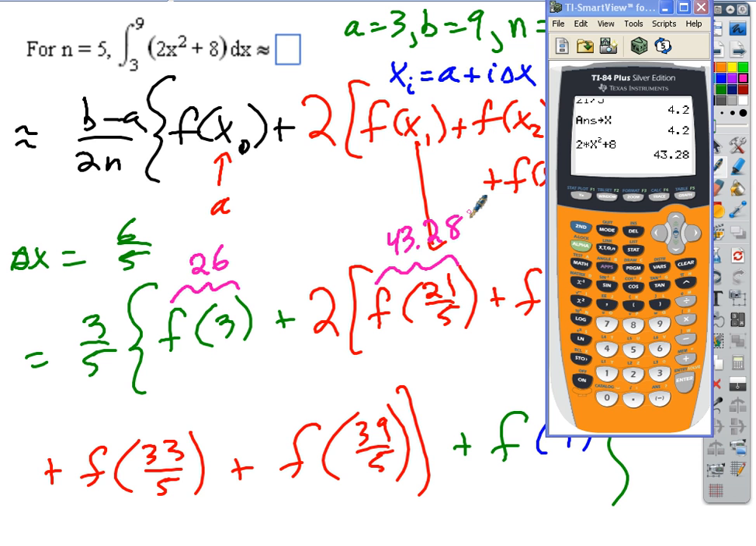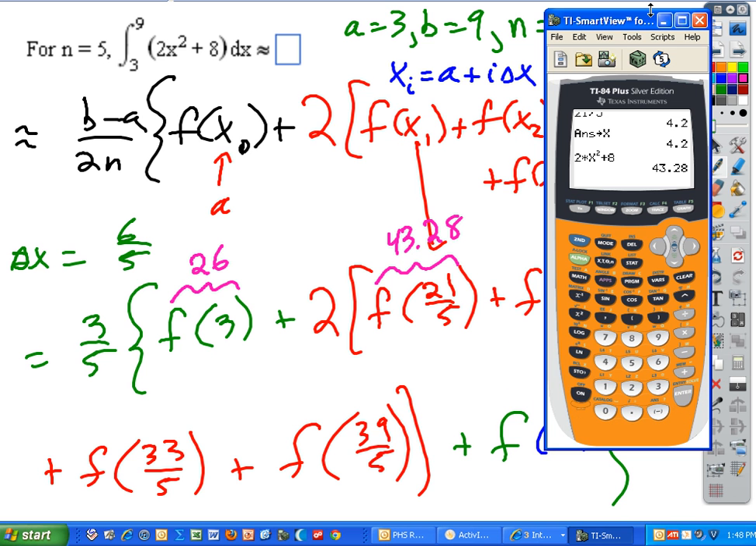Yeah. Okay. How do you unstore? You never have to because there's no reason to. It'll store right over the top of it if it needs to. When you're done, just leave it be. So then we'll put in, what's our next one? 27/5. So same deal. 27 divided by 5. Store x. There we go.